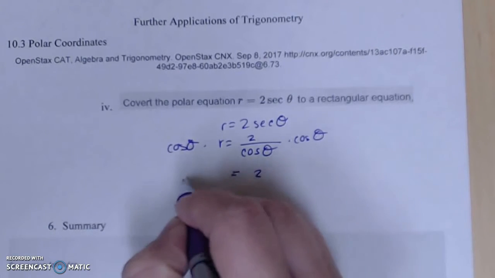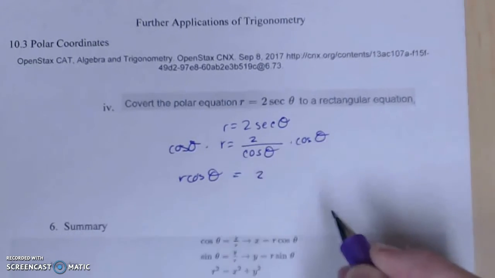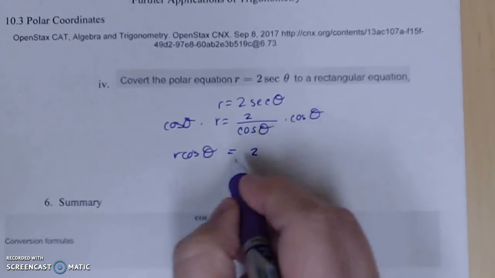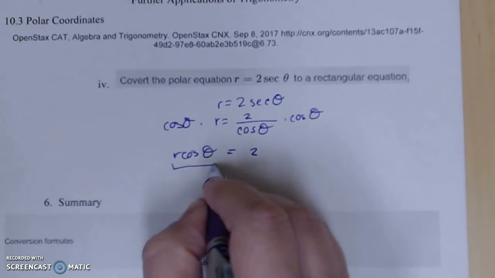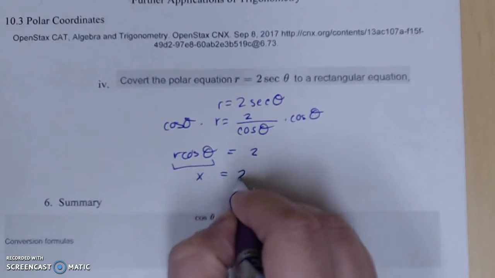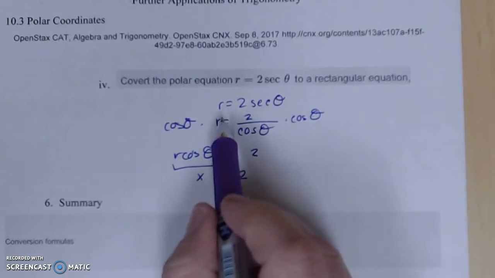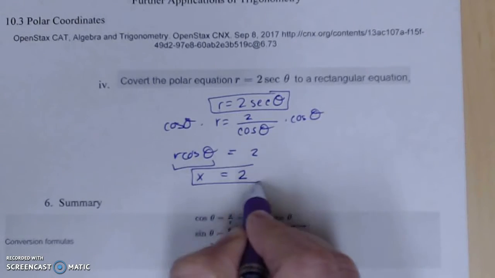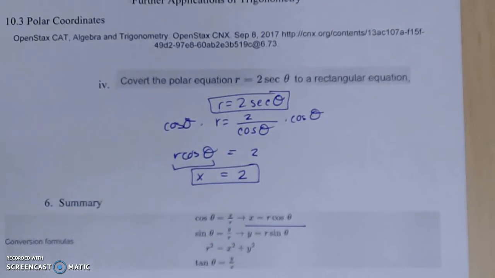So I get 2 equal to r cosine theta, which is interesting because you'll notice here r cosine theta is equal to x. So I could just say this whole piece here is x equals 2. And so r equals 2 secant theta, that would be your polar equation. x equals 2 would be your rectangular equation.